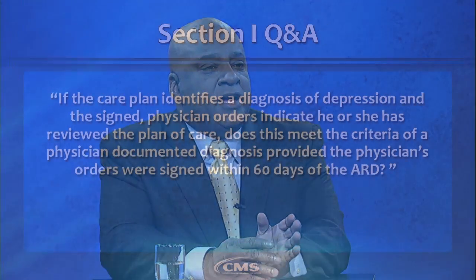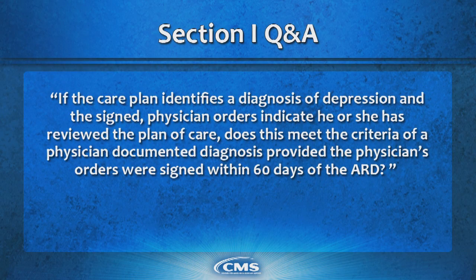Sometimes providers ask about potential medical record sources of physician diagnoses. That's right. For example, a provider in Wyoming asked, if the care plan identifies a diagnosis of depression and the signed physician orders indicate that the physician has reviewed the plan of care, does this meet the criteria of a physician-documented diagnosis provided the physician's orders were signed within 60 days of the assessment reference date, or ARD?